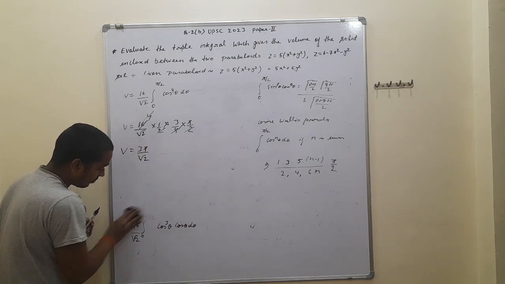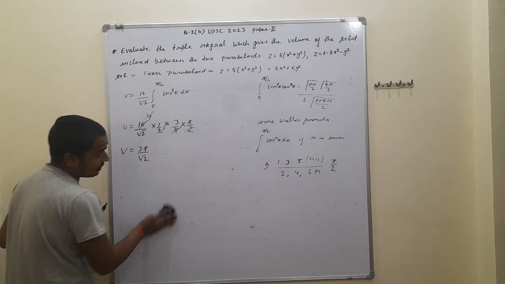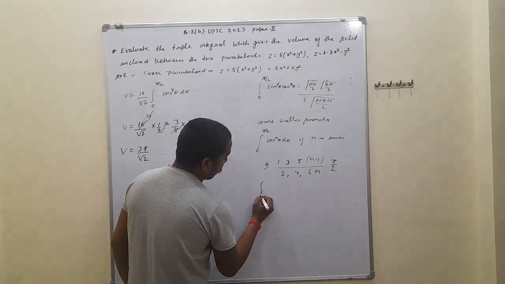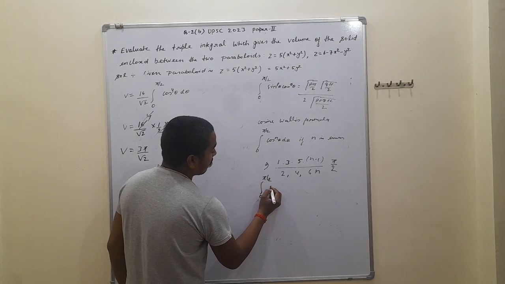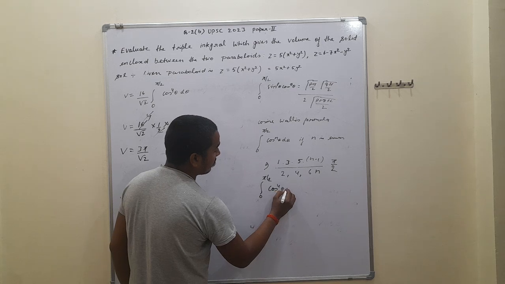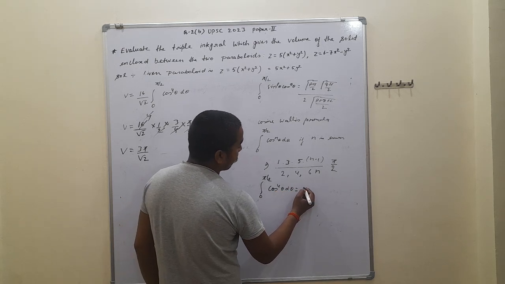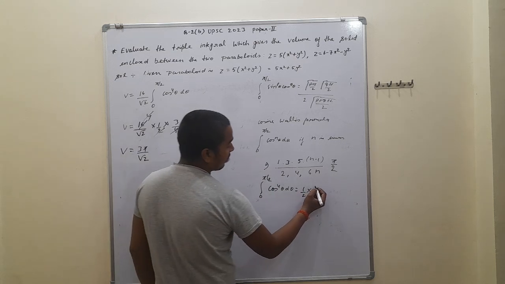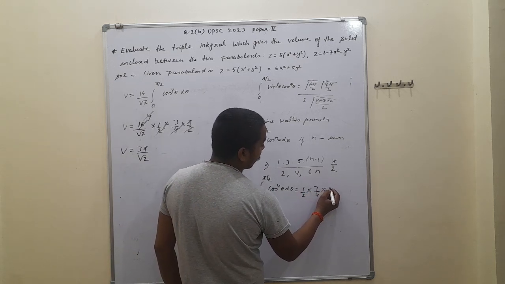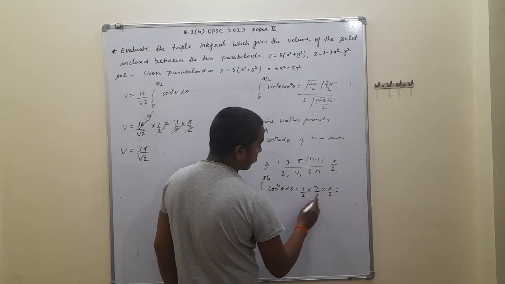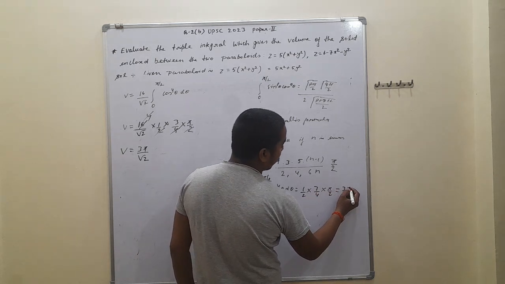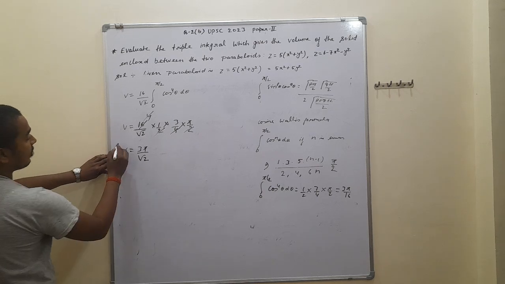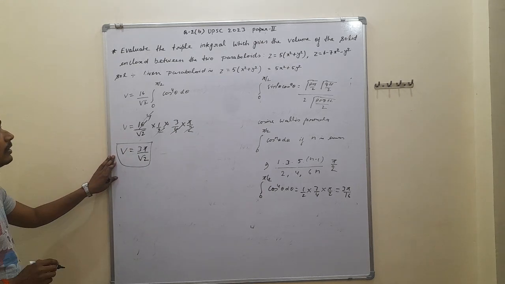We must remember the cosine Wallis formula: the integral from 0 to pi by 2 of cos^4 theta d theta, the value is 1 by 2 into 3 by 4 into pi by 2, that is 3 pi upon 16. We have to remember this. This is the required solution of the given problem, and now we solve it by another method.